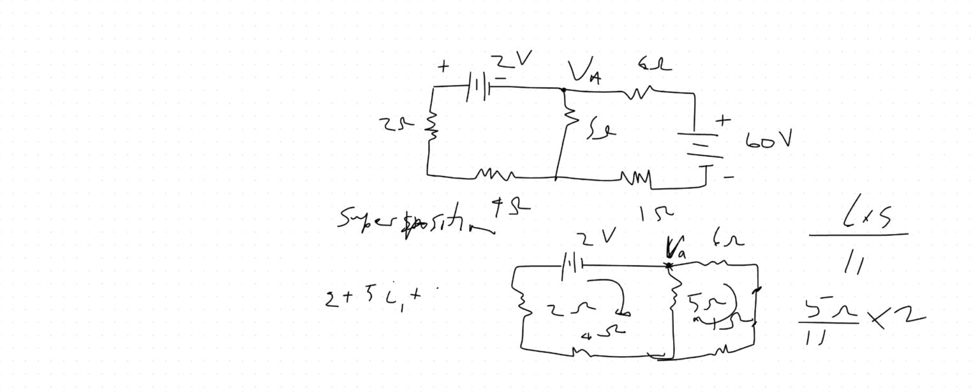5 over 11 times 2. Yeah. That's 2, so that'll be 10 over 11, which would be 0.91. 0.91 volts.